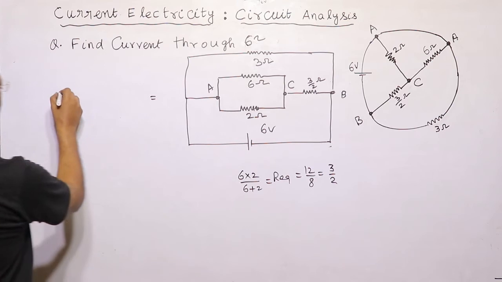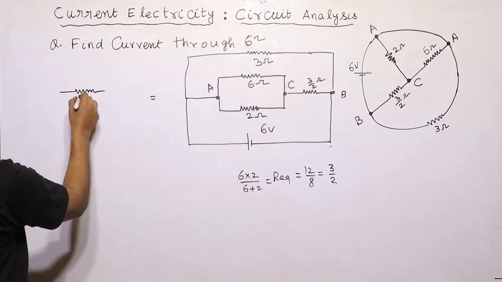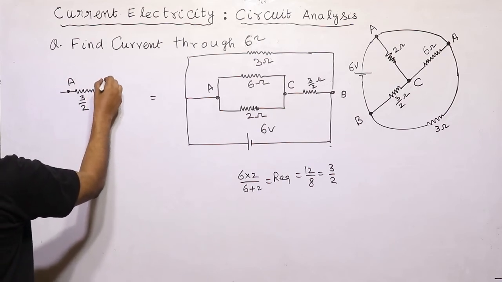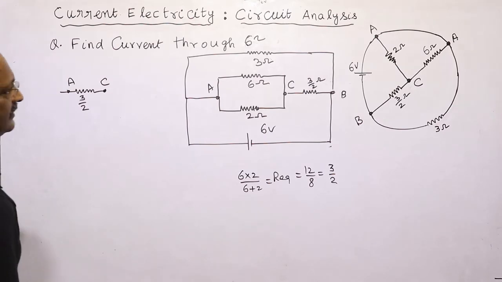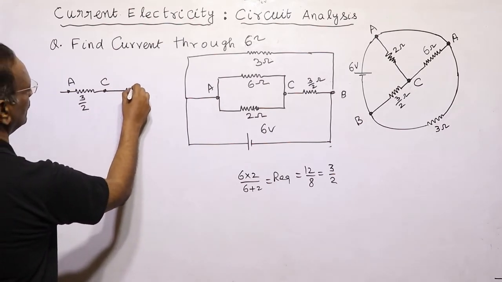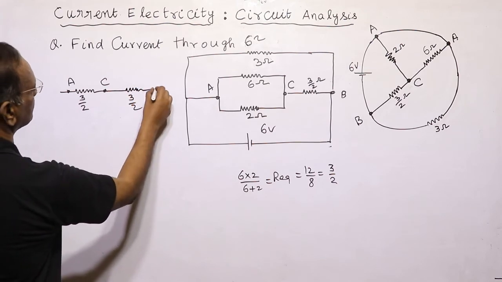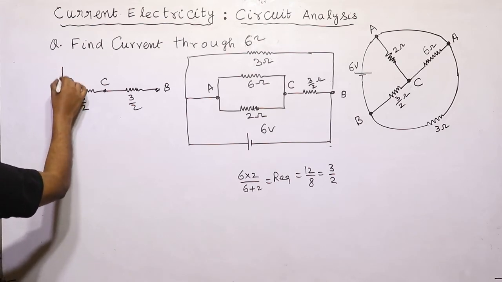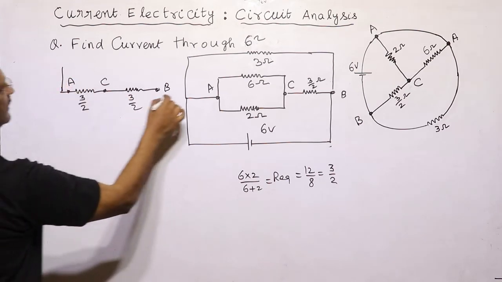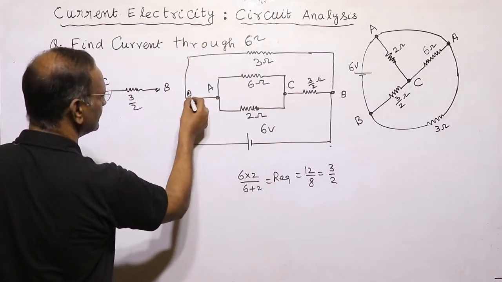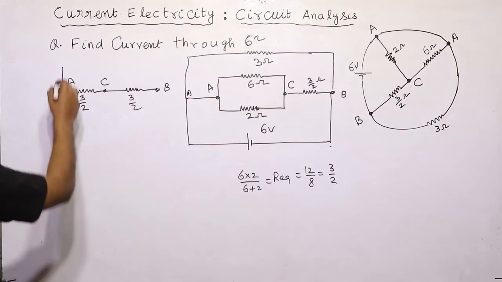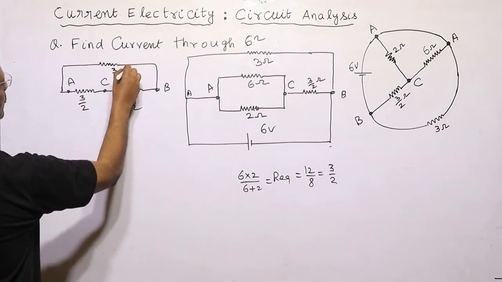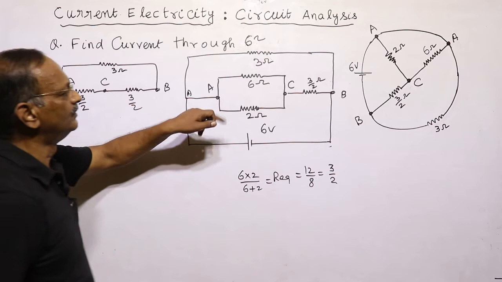So this resistor is reduced to 3/2. This is end A, this is end C. Between A and C 3/2. Again, between C to B there is one more resistance, 3/2. This is B. Now one more resistor is connected, that is A and B. This is A, because there is no potential drop. So this will be 3 ohm.